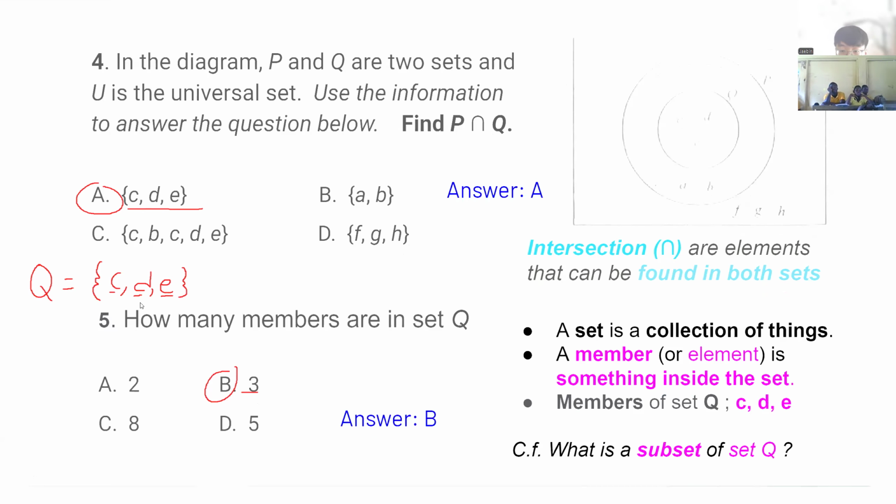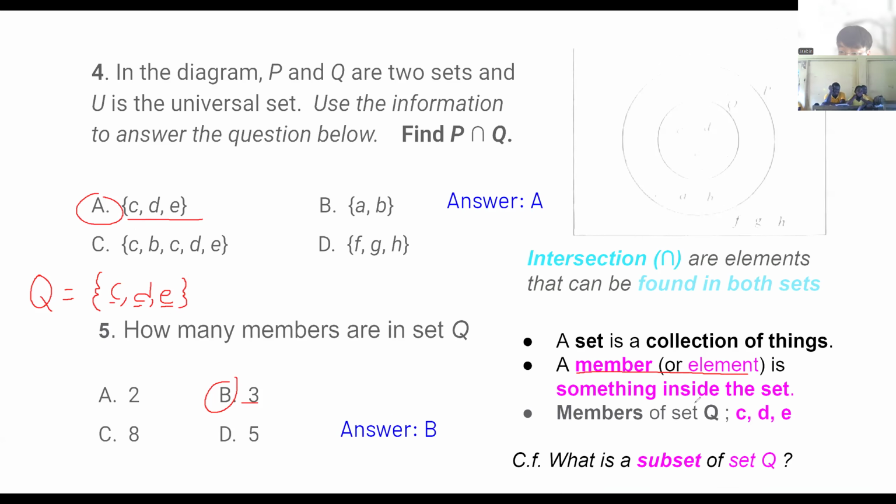And a set, as I've defined, is a collection of things. So a set is everything that is contained in it. And a member or an element is something that is inside the set. So the members of set Q are C, D, and E. Those are the members of set Q.